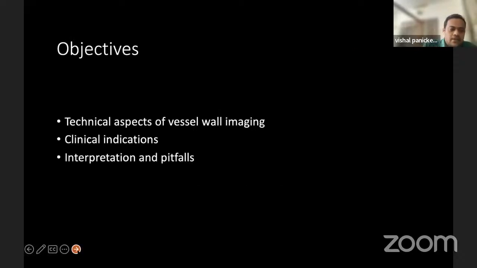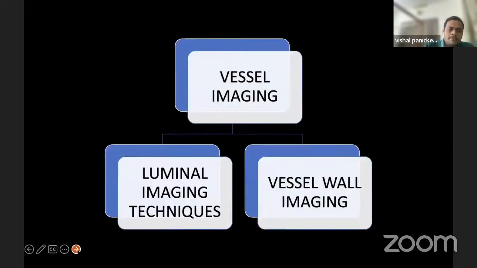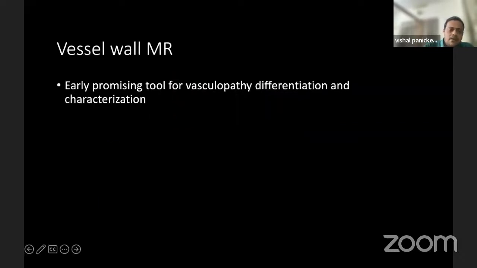So the objectives of today's talk are the technical aspects of vessel wall imaging, clinical indications, interpretation, and its pitfalls. When we talk about vessel imaging, conventionally it is luminal imaging techniques like MR angiogram, CT angiogram, and the gold standard DSA. The newer modality is vessel wall imaging, an early promising tool for vasculopathy differentiation and characterization.